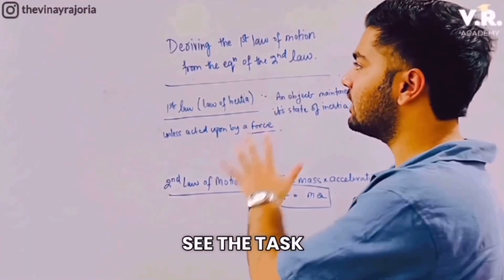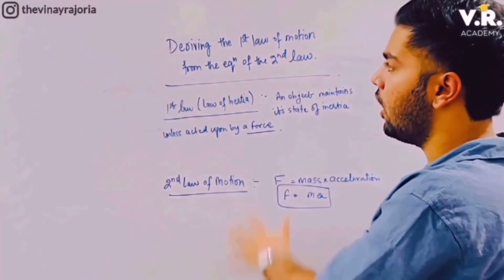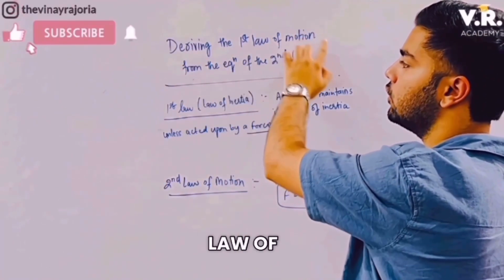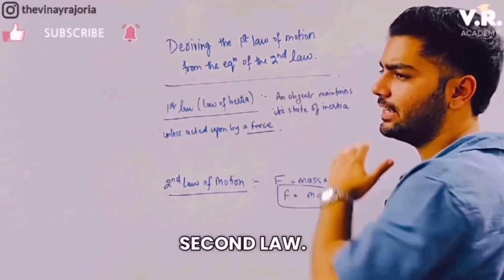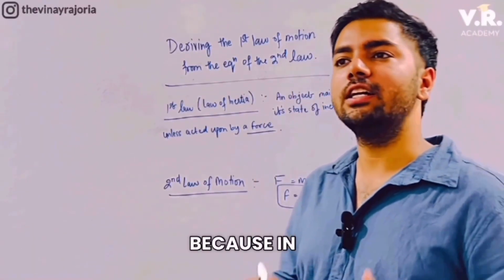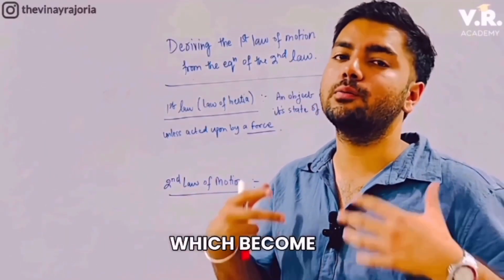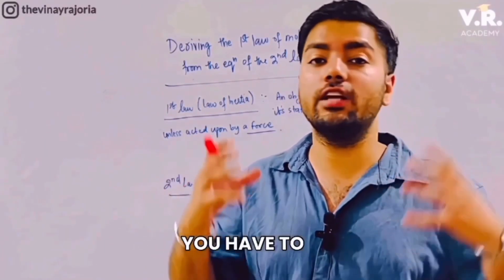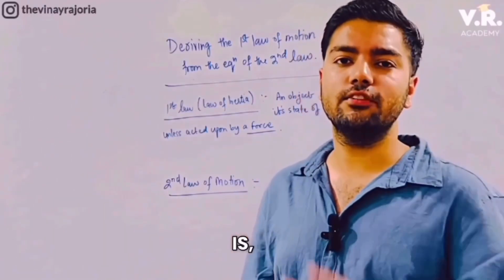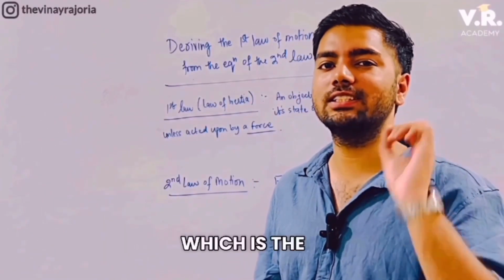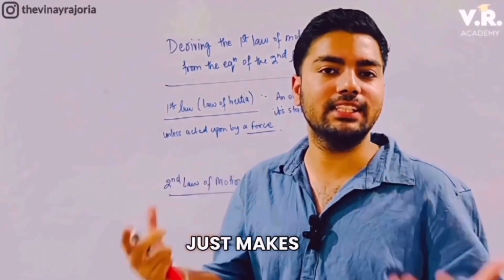Now you can see the task at hand on the board itself: how we have to derive the first law of motion from the equation of the second law. This really helps you because there are two benefits. One, you don't have to memorize both the laws, which becomes tough for kids because they feel they have to memorize three of them. If you understand this, you just have to memorize one law, which is the second law, and the first law just makes sense to you.